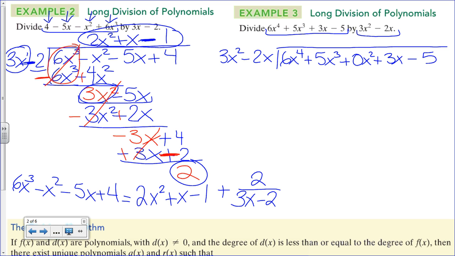Okay, so we're going to follow the same steps. 6x to the 4th divided by 3x squared. So remember, if you don't know what it is, you write it down. 6x to the 4th divided by 3x squared. So that is 6 divided by 3, that is 2. And if we subtract the exponents, we will get x squared. So that's the first term of the quotient.